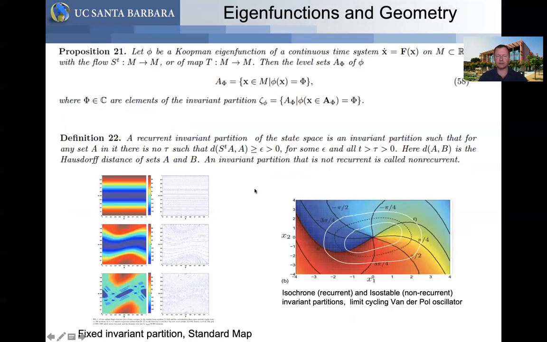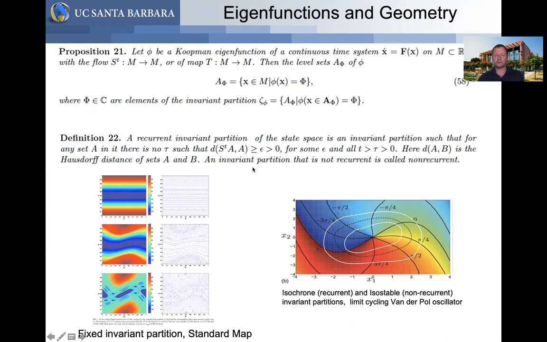Let's talk a little bit about eigenfunctions and geometry now, in the context of level sets. If one finds a Koopman eigenfunction of a continuous time system, then the level sets of that eigenfunction are elements of the invariant partition. So the partition into level sets of the eigenfunction is invariant in the sense that each element, each set inside the partition, gets mapped into another set of the partition.